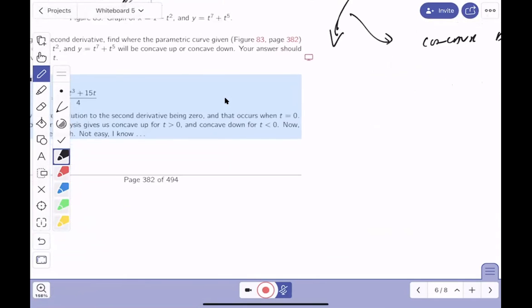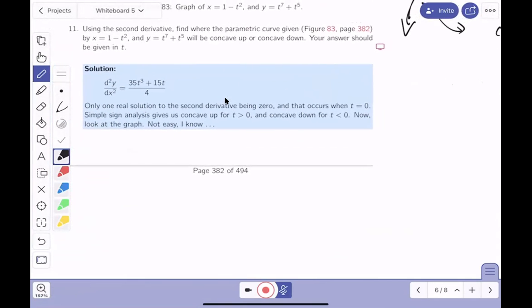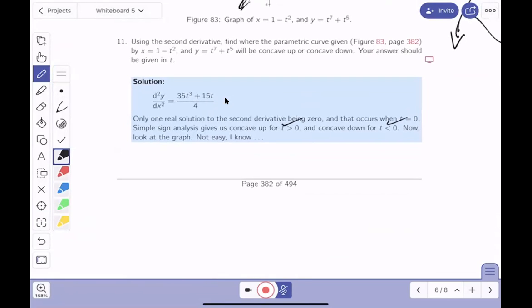Let's go back over here. Concave up, t greater than 0. Concave down, t less than 0. All right. Let's go through the derivative. It's tough, I know that. Let's put down dy/dx.